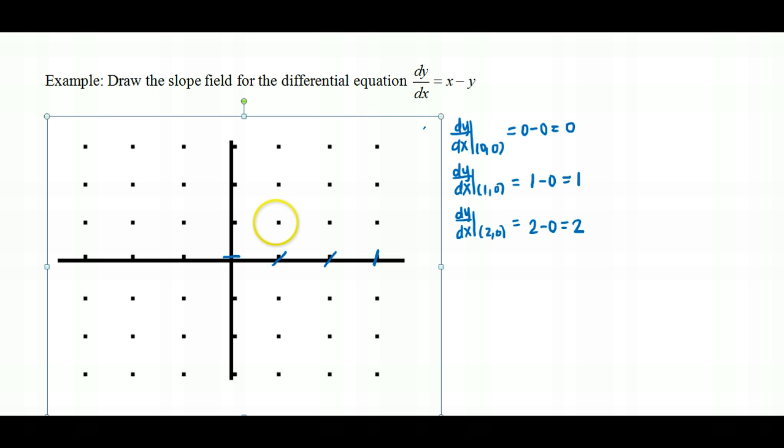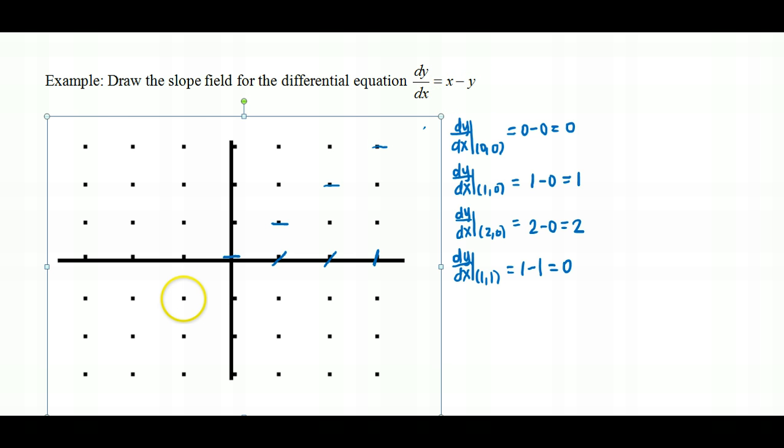Alright, now let's see what happens at 1, 1. So dy dx at the coordinate point 1, 1, well, I'm going to have to plug a 1 in for x and a 1 in for y, so 1 minus 1 is going to give me 0. So at the coordinate point 1, 1, I'm going to have slope 0. Similarly, at the coordinate point 2, 2, I'm going to have slope 0. And at 3, 3, I'm going to have slope 0 because I'm subtracting 3 minus 3 and 2 minus 2.